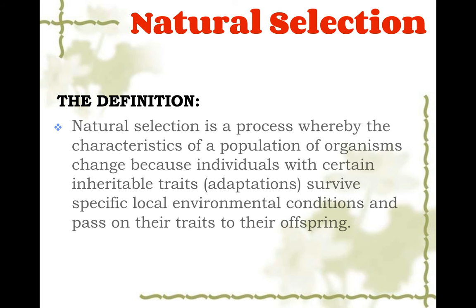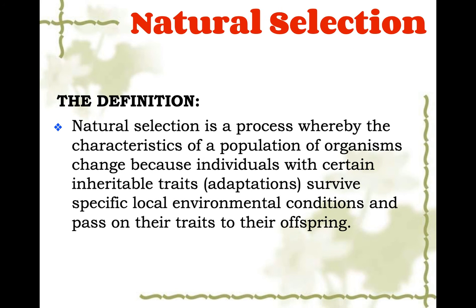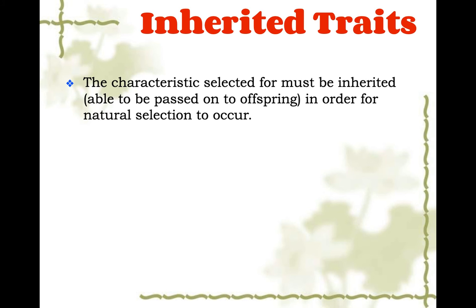Let's go back to that definition. We've talked about the population. So the next word we're going to focus in on is inheritable. It says individuals with certain inheritable traits. The characteristic that the environment is selecting for must be inherited. It has to be able to be passed on to offspring in order for natural selection to occur, because that's the only way you're going to get a change in the overall genetic makeup of the population.